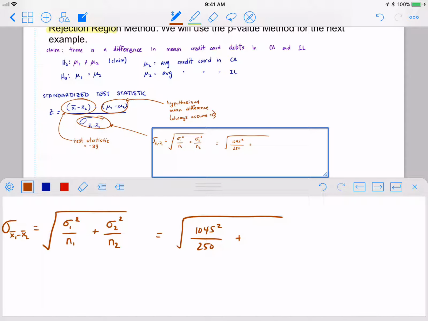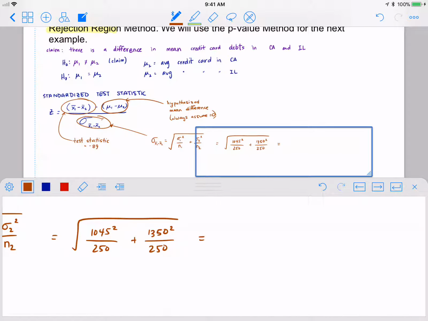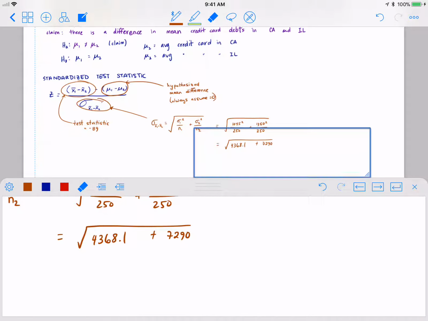Okay, plus 1350 squared divided by 250. So this is going to be equal to, let's see here, 1045 squared over 250 is 4368.1, and 1350 squared divided by 250 is 7290. So we'll have the square root of those.